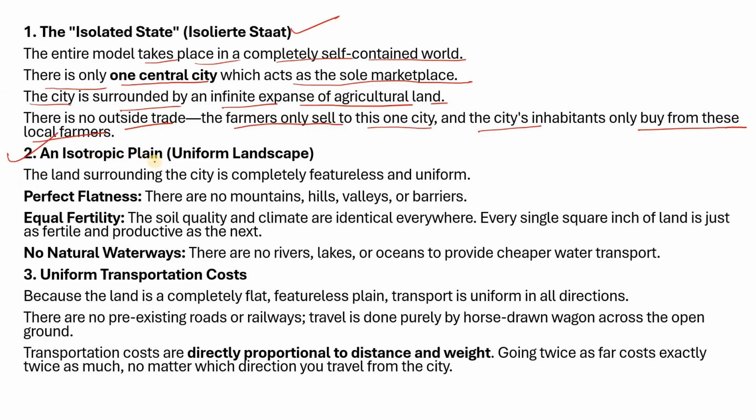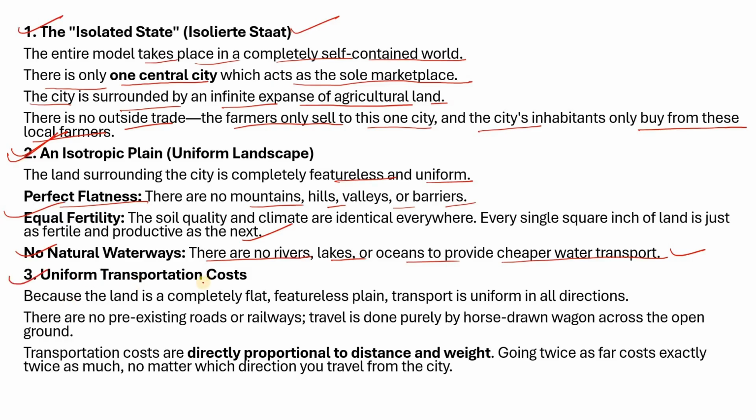What is assumption 2? The isotropic plain, uniform landscape. The land surrounding the city is completely featureless and uniform. Perfect flatness. There are no mountains, hills, valleys or barriers. Equal fertility. The soil quality and climate are identical everywhere. Every single square inch of land is just as fertile and productive as the next. And no natural waterways. There are no rivers, lakes, or oceans to provide cheaper water transportation. So this is assumption number 2.